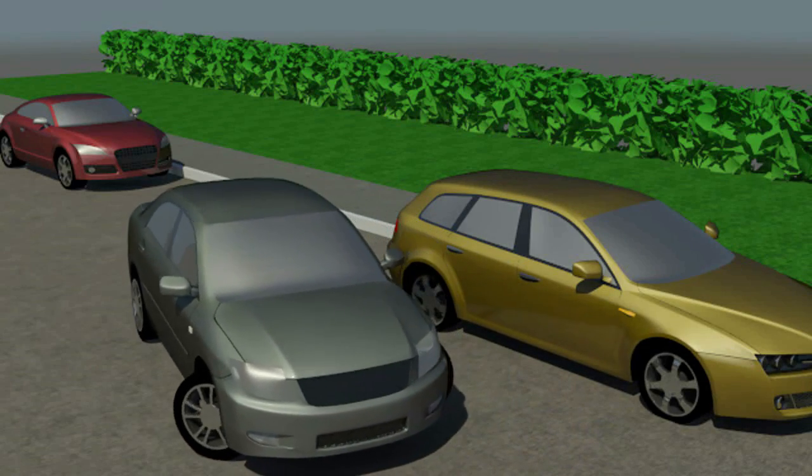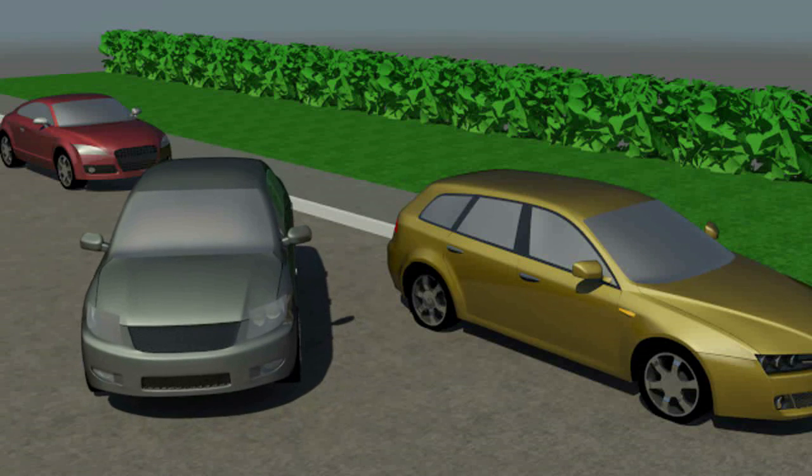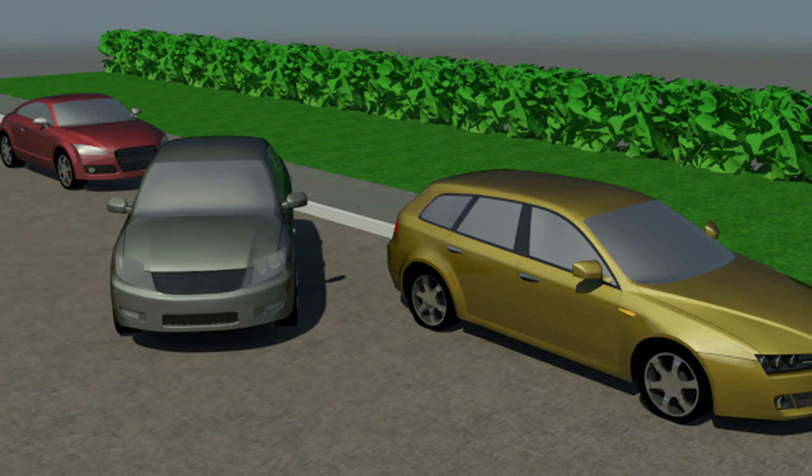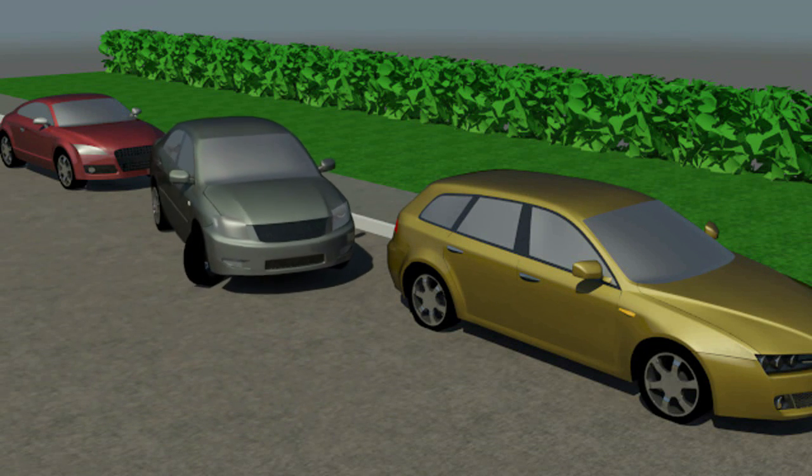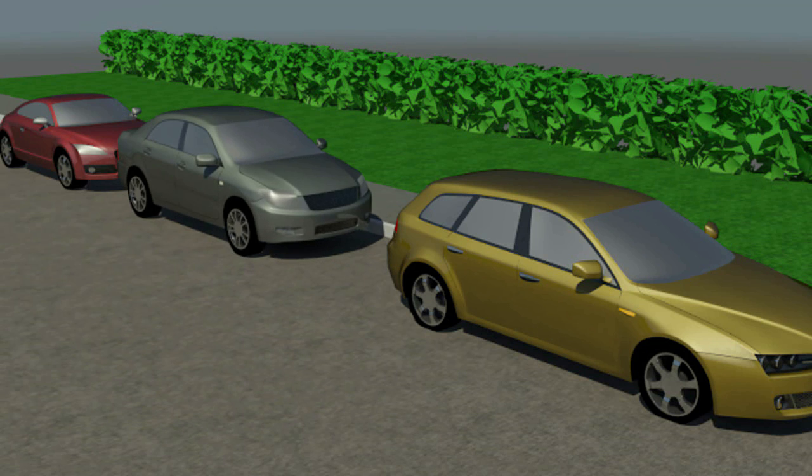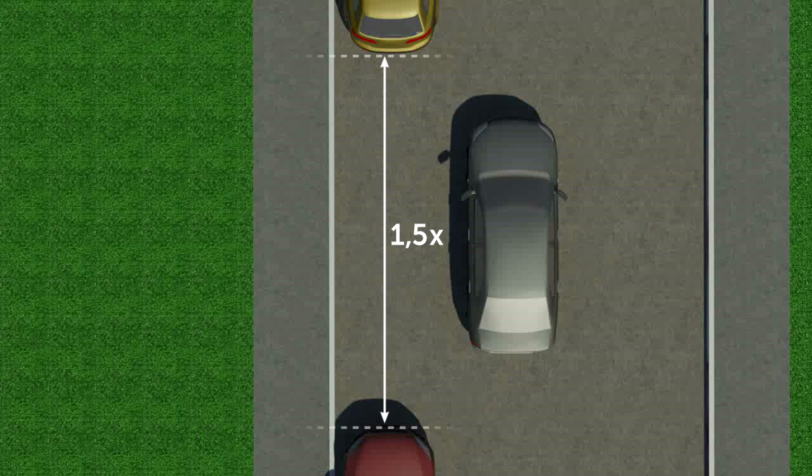You need to park between two cars that are situated parallel to the edge of the road. This is called parallel parking. In order to drive into such a spot easily, its length must be at least 1.5 times your car's body length.